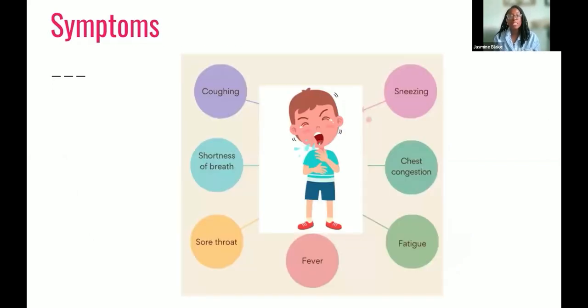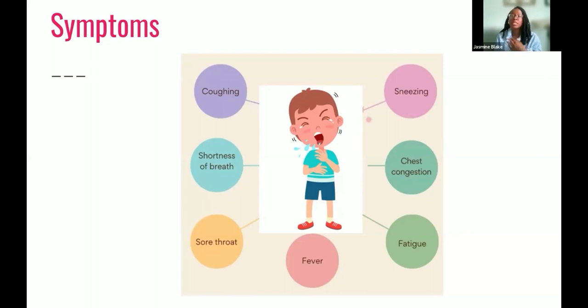So what are some of these symptoms? Very similar to what you will see in myself or anyone else, like an adult. What you will see is a lot of coughing, sneezing, a lot of congestion, so just a lot of runny nose, a lot of coughing up.